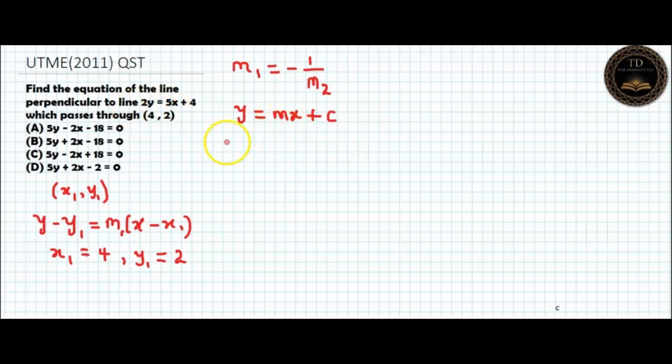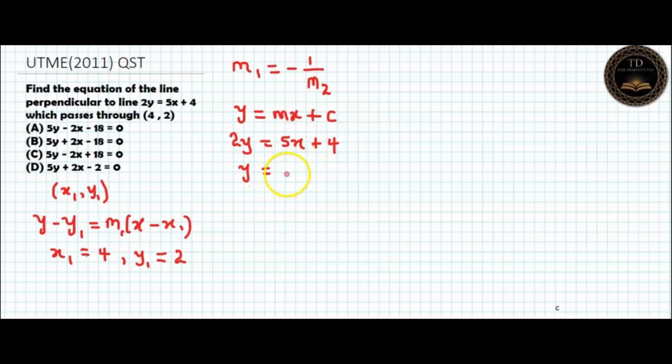So I'll arrange this. Let's write it out first. I have 2y = 5x + 4. Now I'll just divide through by 2 to make y the subject, so it will look like this. If I divide this by 2, I have y.